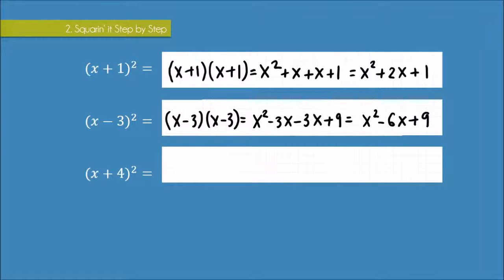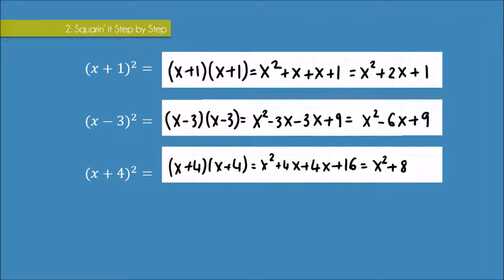And the last one here, x plus 4 by itself, is equal to x squared plus 4x plus 4x plus 16, which is x squared plus 8x plus 16.